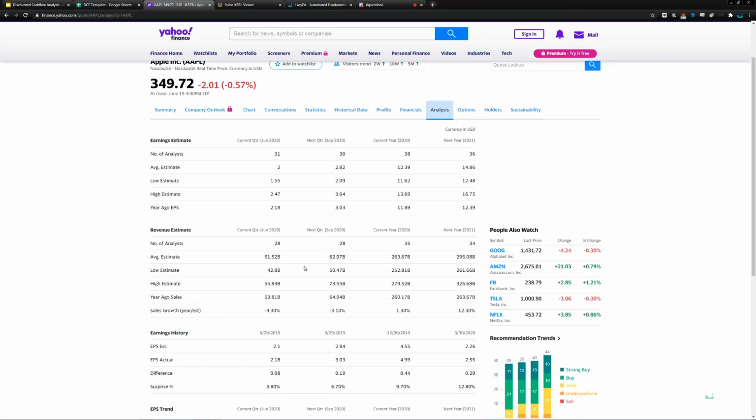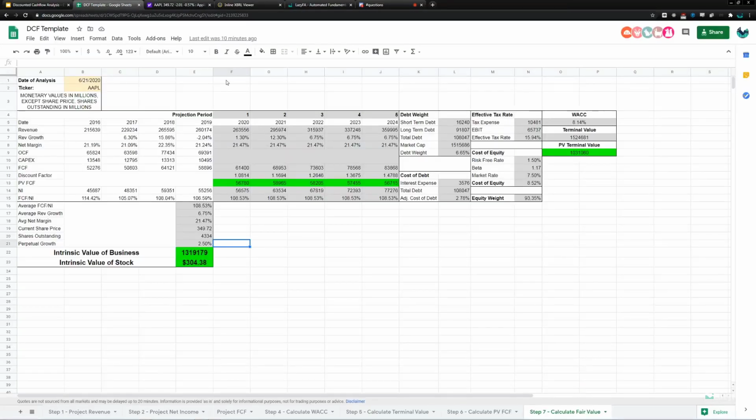The other thing that you might want to do is break it into different segments, right? So for companies like Apple and Amazon and companies that have different segments of business, you might want to project your growth based on segments that are growing faster than others or slower than others. And that's where discounted cash flow gets a little more complicated.